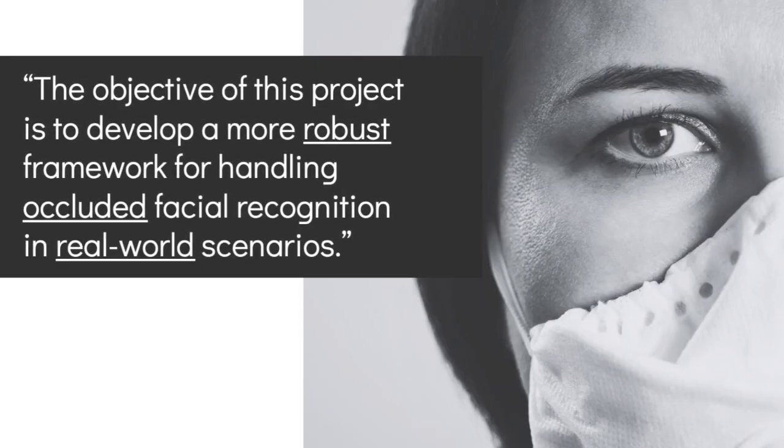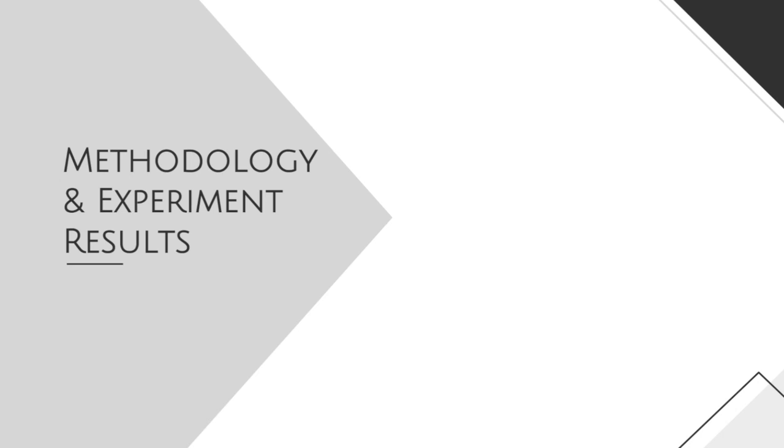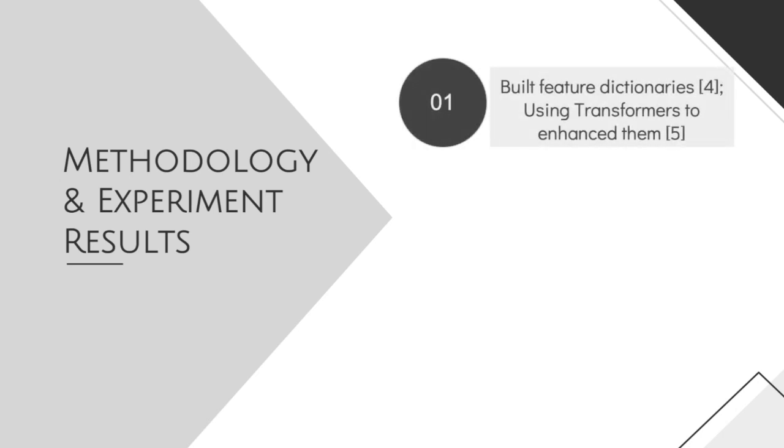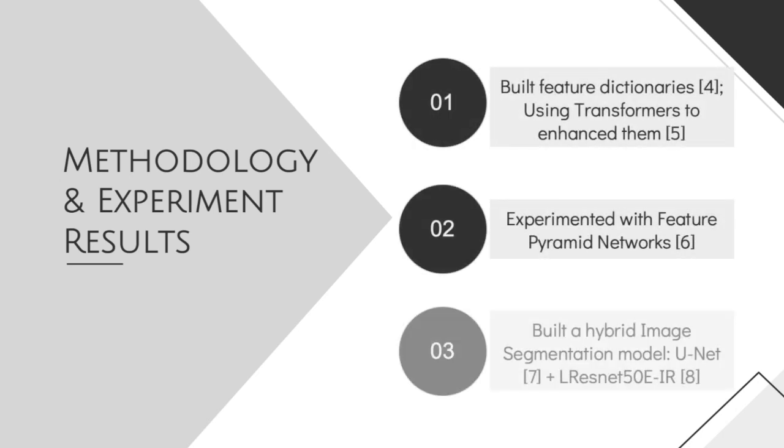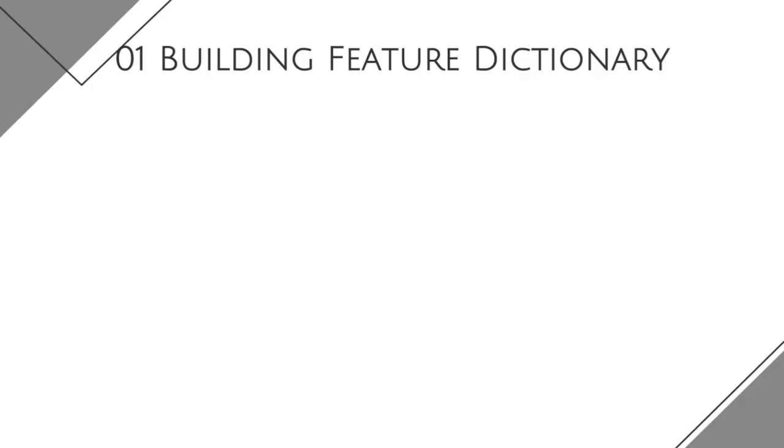Moving on to the objective. The objective is to develop a more robust framework for handling occluded facial recognition in real-world scenarios. With this objective set, we move to the methodology and experiment results. These are the three key methodologies that we experimented with, which I will be talking about further. First, let's talk about building feature dictionaries.